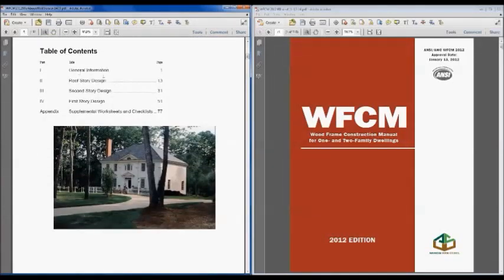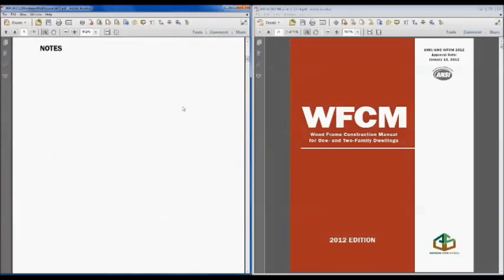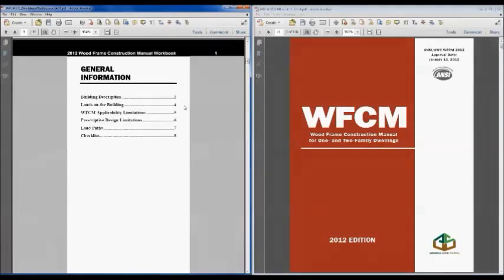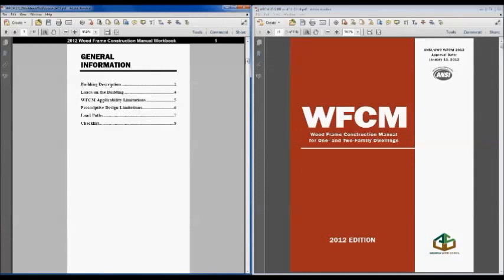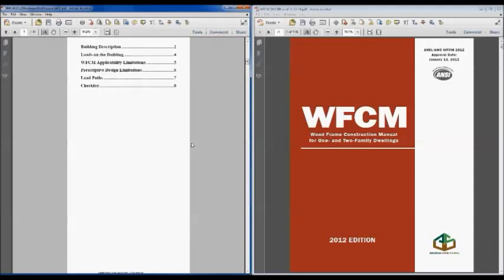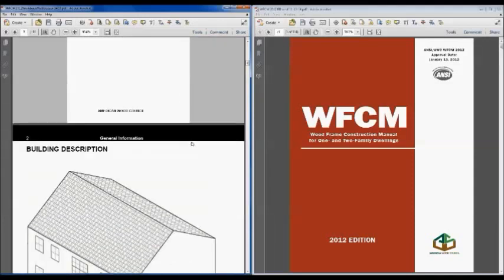Today we're going to look at this upfront general information and then cover roof story design, and then a month from now we're going to look at second story and first story design for the structure. So for the general information, we'll look at the building description, the loads on the building, applicability limits, the prescriptive design limitations, talk about load paths, and show you the checklist. So that's kind of the first half of our presentation today.